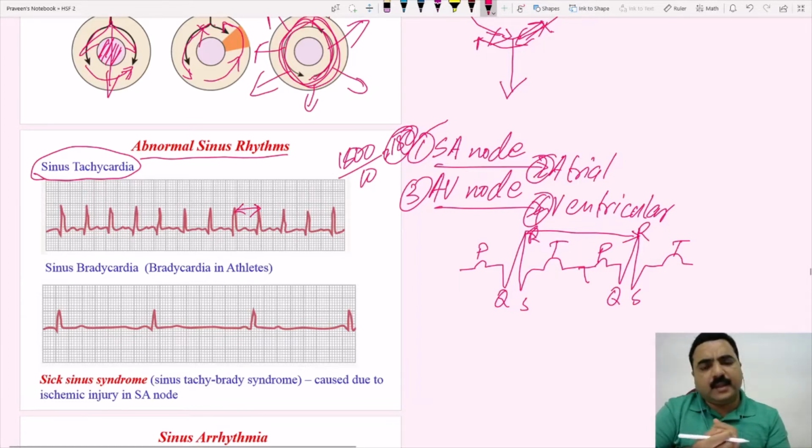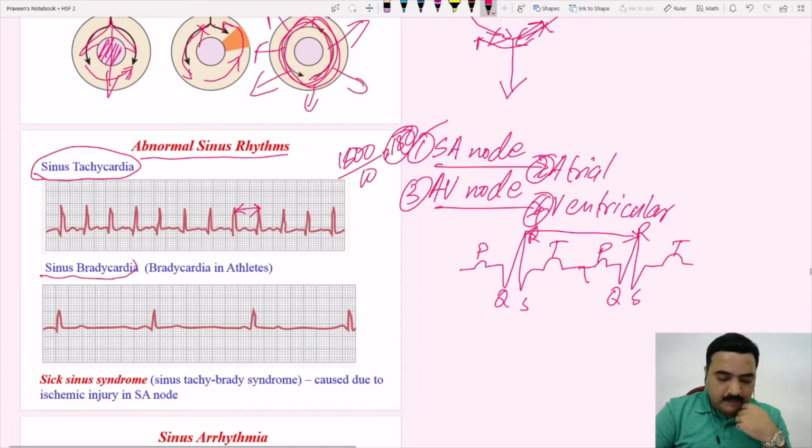Examples of the causes are abnormal blood supply to the SA node, or maybe the temperature. If the patient is having too much of temperature, that may be a cause for sinus tachycardia.